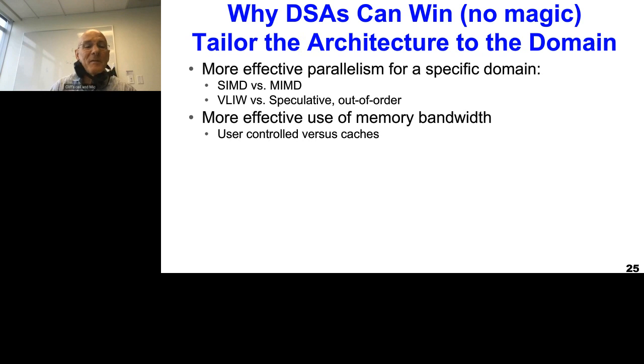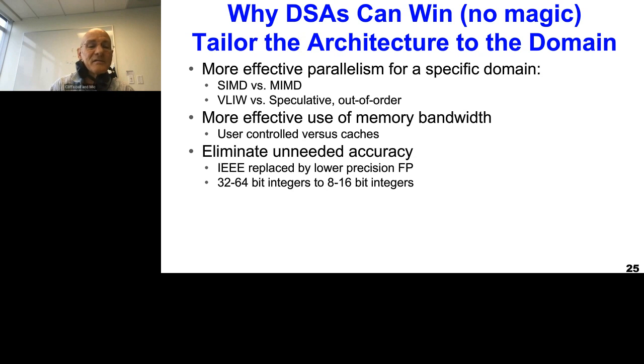More effective use of memory bandwidth. Well, caches were one of the great inventions, and caches are fantastic until they don't work. So they're probabilistic things that can work for many programs, but they don't work for others. If you actually know your memory access patterns, you can do that much more efficiently than a cache can, and you'll see examples of that.